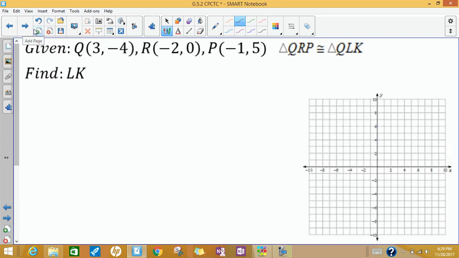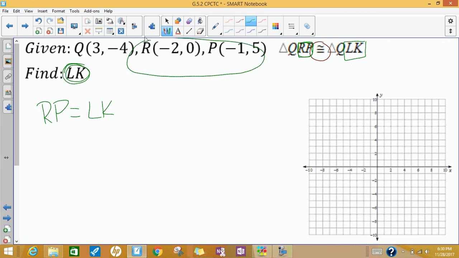So another way we can apply that is in the coordinate plane. I have two triangles QRP and QLK, and they're congruent, and I want to find the length of side LK. Remember, I don't put any symbol on top, so that means find the length of side LK in this second triangle. But I don't know the coordinates for K. What I do know are the coordinates for segment RP in my first triangle, and that side should be the same length as segment LK. So what I can do is I can find out how long RP is, and RP should be equal to LK. And so I'm just going to use the distance formula using the coordinates for R and P.